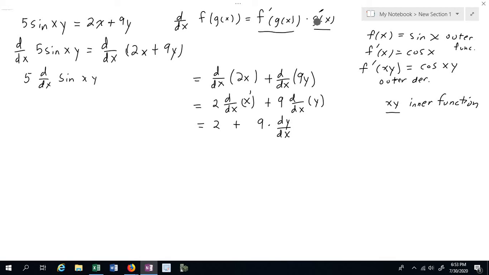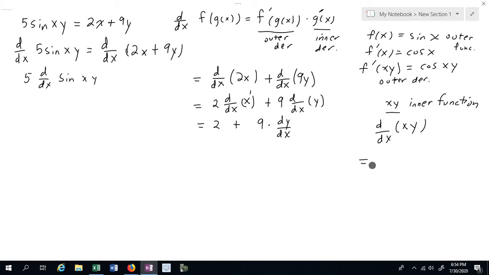Okay, and now we have to find the inner derivative. This is your outer derivative, and this one's your inner derivative. To find the inner derivative, we're just going to take the derivative of the inner function with respect to x. In order to find this derivative, we're going to have to use the product rule, because this is a product of two different functions. It's x times y. So x is the first and y is the second.